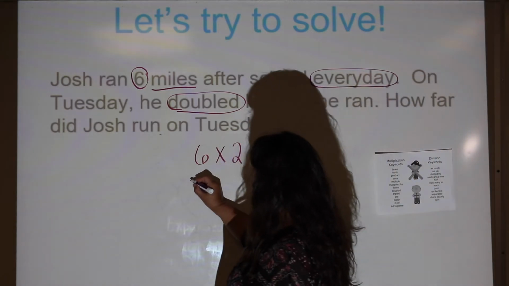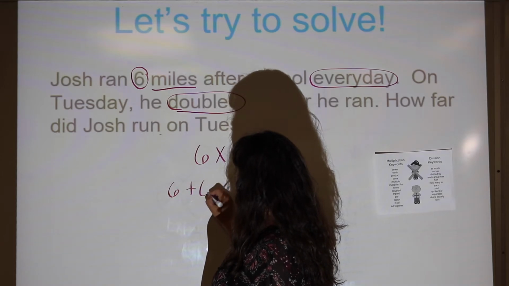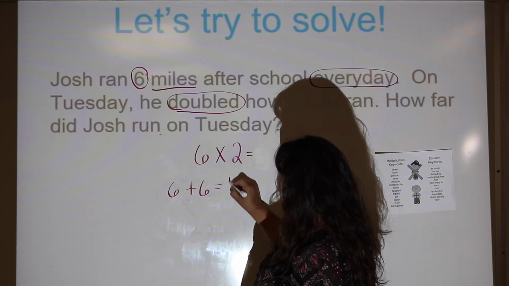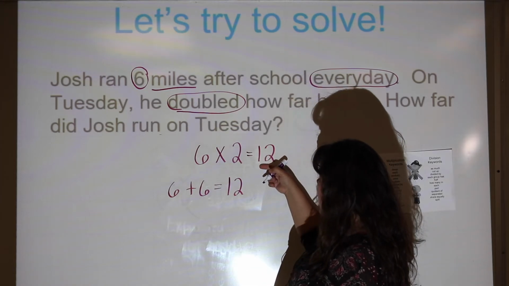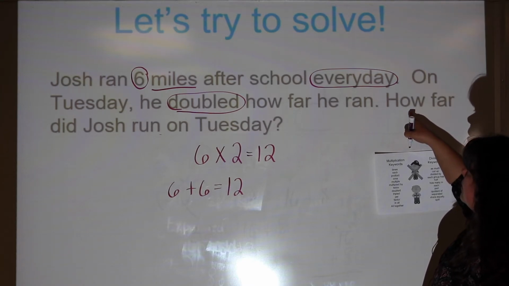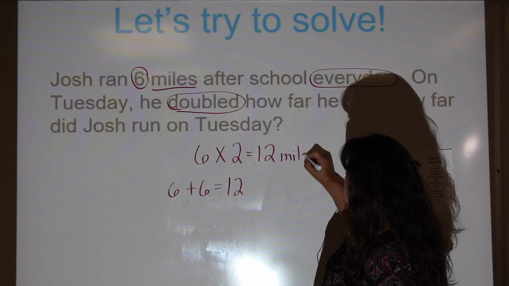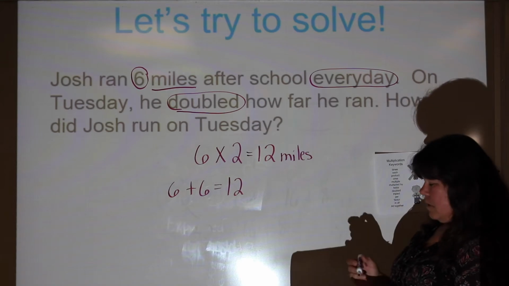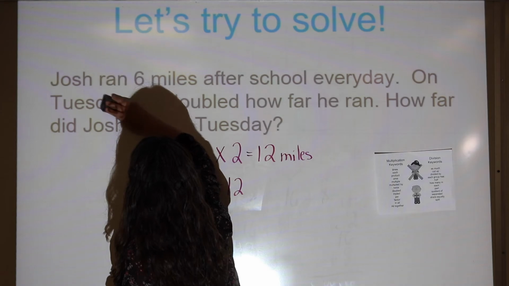So we could do this, or because we don't know our answers yet, we can do 6 plus 6. I have 2 6s. We can use the repeat addition. 6 plus 6 is 12. So Josh, just on Tuesday only, ran 12 miles. Go back to the question so we know what we're going to put. How far did Josh run on Tuesday? He ran 12 miles. It doesn't have miles in the question, but that answers my question. It's miles. All right, so we've used some repeat addition and some equal groups.